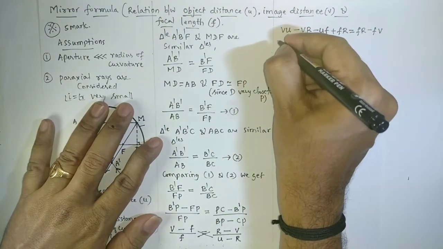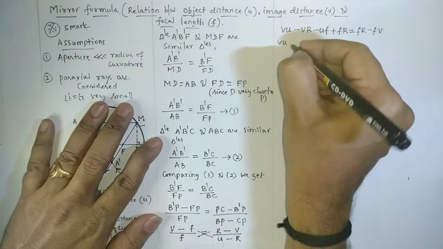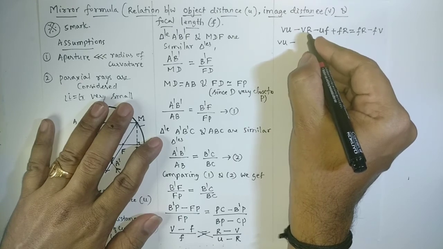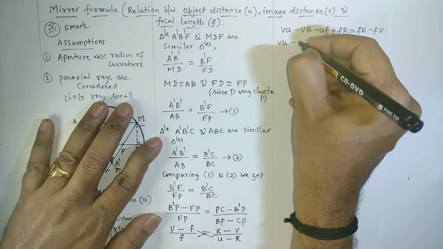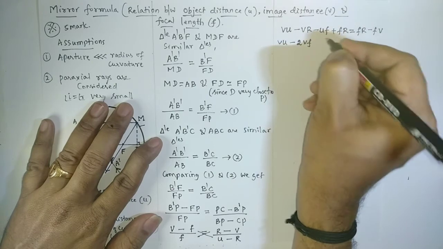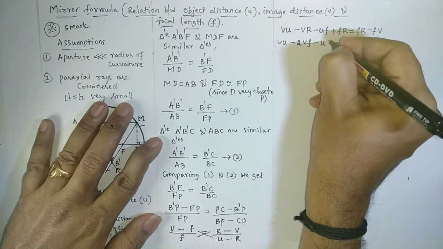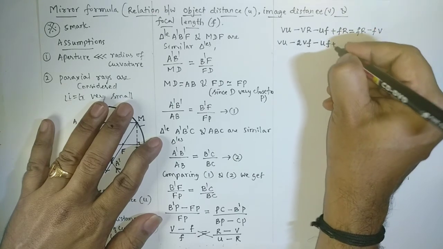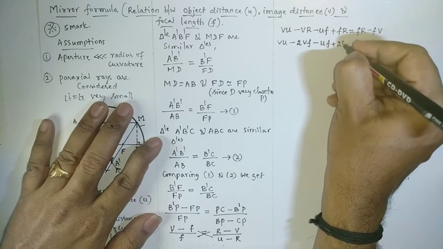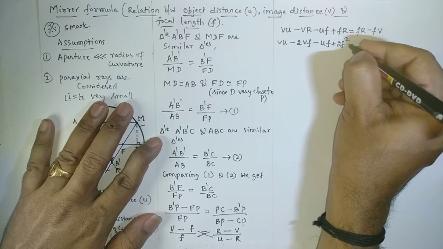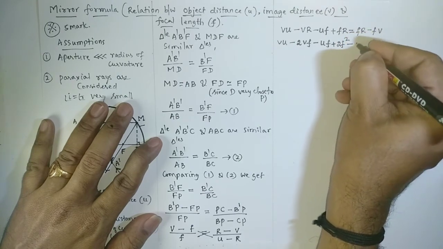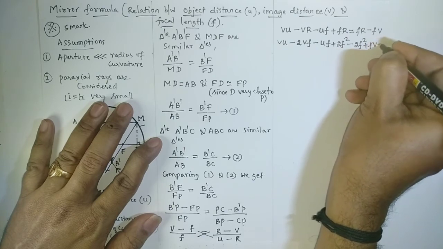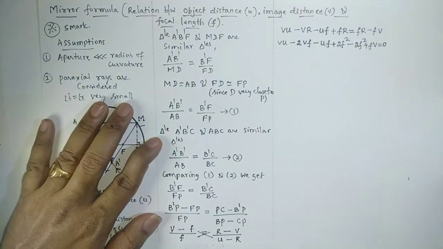So just rewrite this. We can rewrite it as vu minus, since r is equal to 2f, you can write this as v into 2f, that will be 2 times vf, minus uf. Again you have r equal to 2f, so 2f into f will be 2f square. Take it onto the other side, again r is equal to 2f, it will be 2f square plus fv, which will be equal to 0.